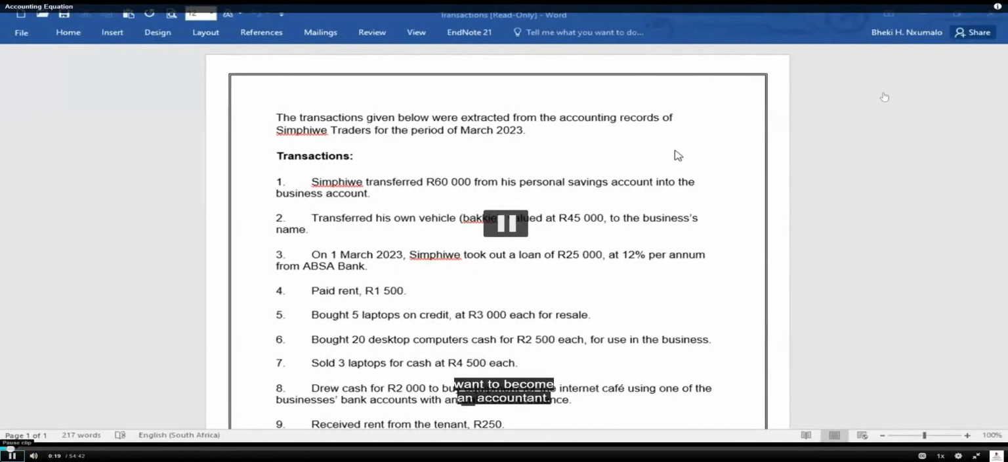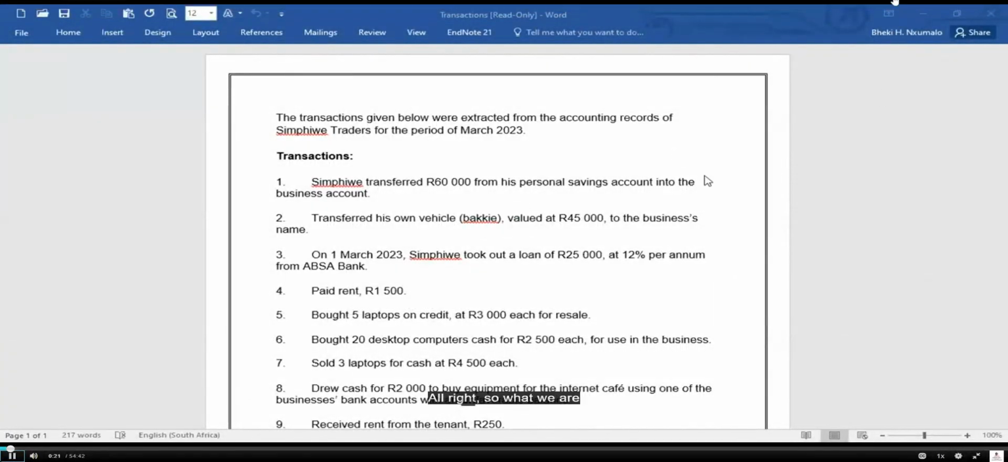An accountant. All right, so what we are doing is just to analyze the transactions given. These transactions given below were extracted from the accounting records of Simpiwe Traders for the period of March 2023. So if you remember, I've mentioned that each and every time you'll have transactions.